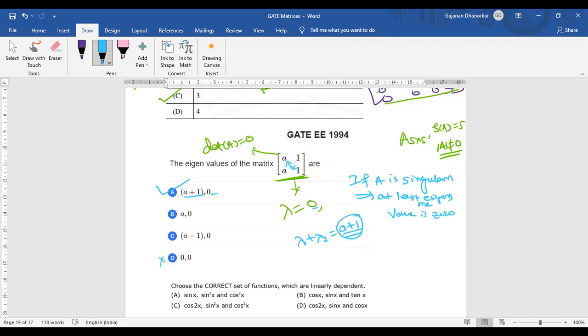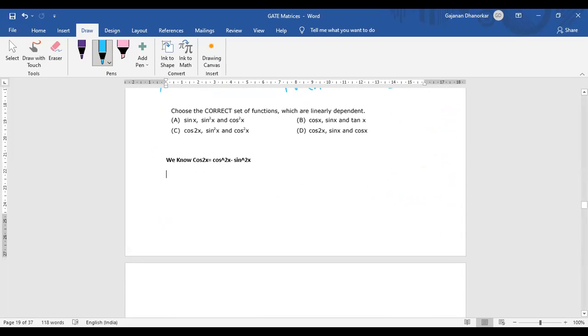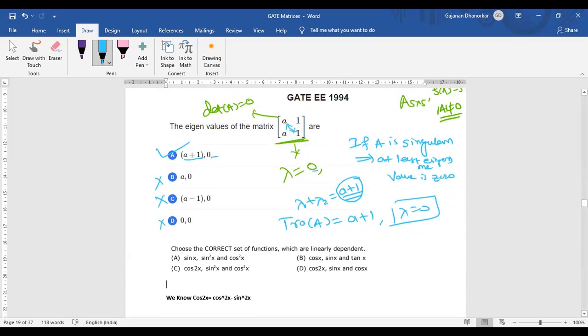Is it clear? This is only by using the properties of eigenvalues. This is not our answer, because I am checking the trace of this matrix A, and the trace of the matrix is A plus 1. And we know one eigenvalue is 0, because this is a singular matrix. Now we have to check which are the linearly dependent vectors.